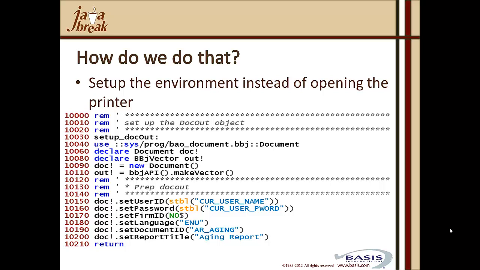Firstly, we needed to set up the environment instead of opening the printer. So here we have set up DocOut. We have a use statement, a couple of declares. We instantiate a new object. We create a new vector. And then, of course, we pass username and password, firm number, language, the document ID, and the report title as our initial setup. So very straightforward. You'll find this sort of information from the DocOut tutorial or the DocOut Object documentation.